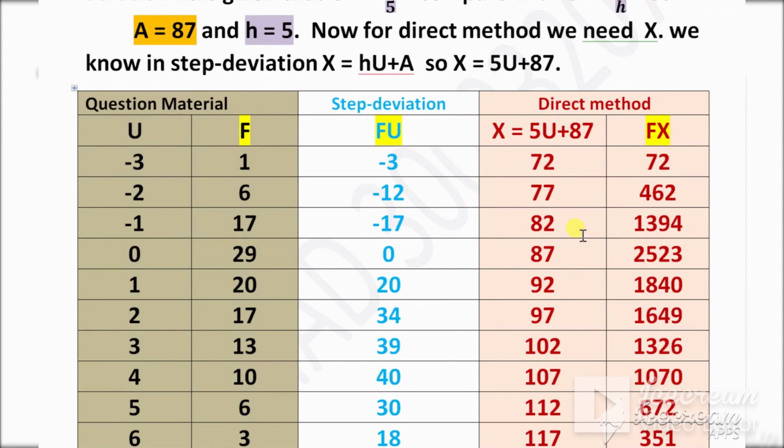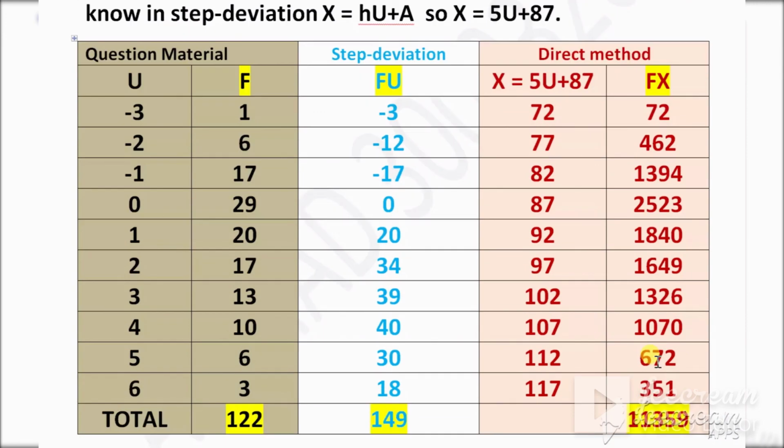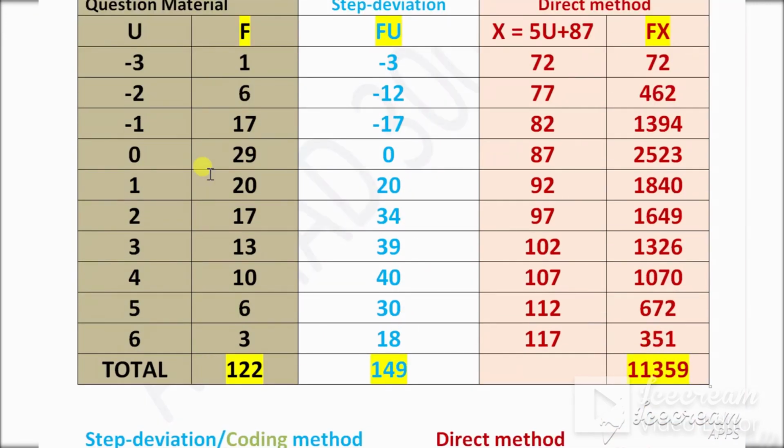Now according to our formula for the direct method, we have to find summation fx. So f multiply with x. 1 multiply 72 is 72, 6 multiply 77 is 462, 17 multiply 82 is 1394, 29 multiply 87 is 2523, and so on. One by one you multiply these numbers with x, and you will get the fx product. Now this yellow one is the summation fu total, and this yellow one is the summation fx total. These are the totals we need for the formula.